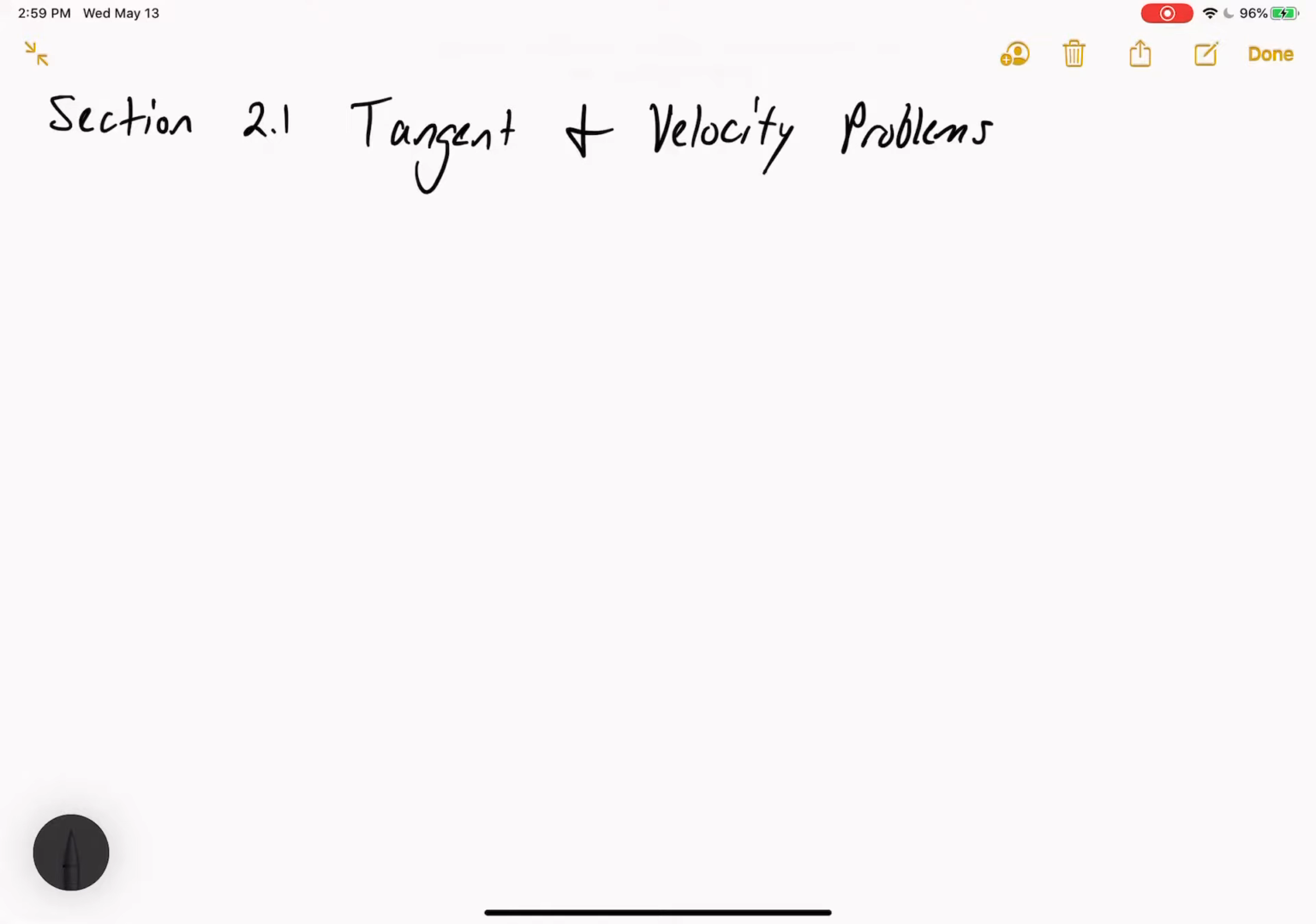Okay guys, today we're going to be covering section 2.1, which is going to be on tangent and velocity problems.